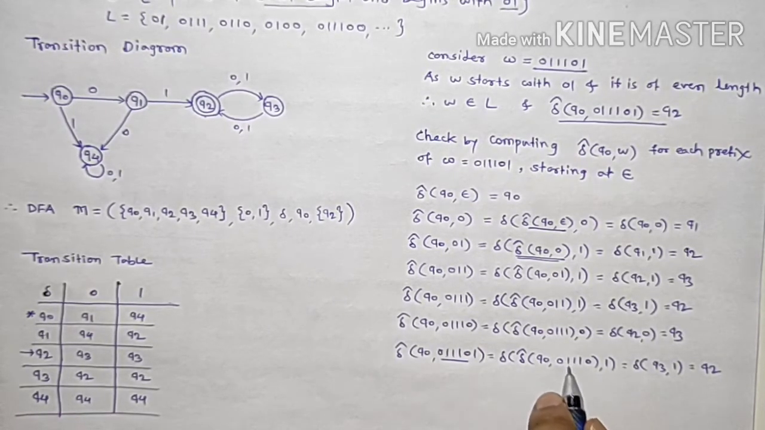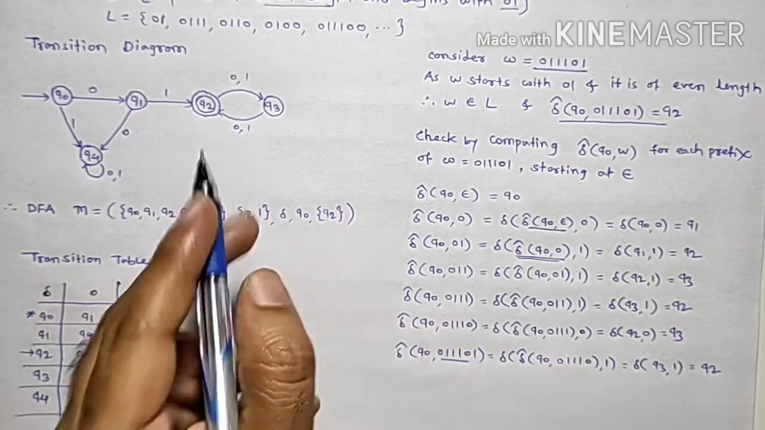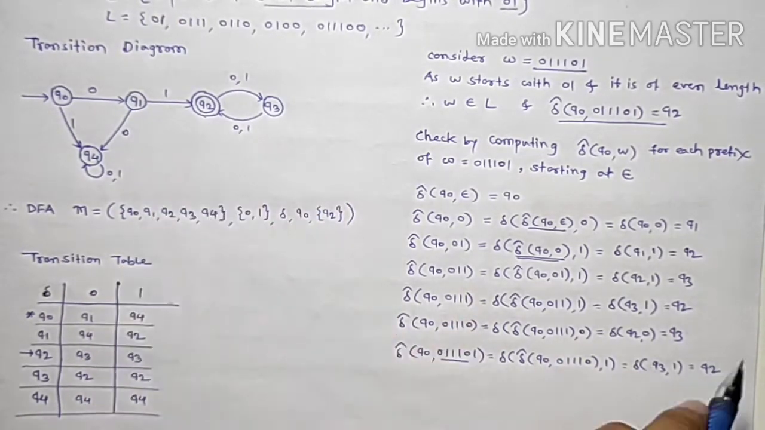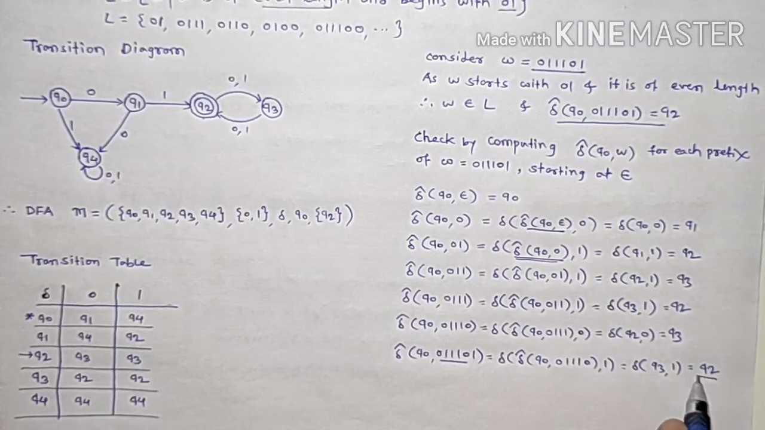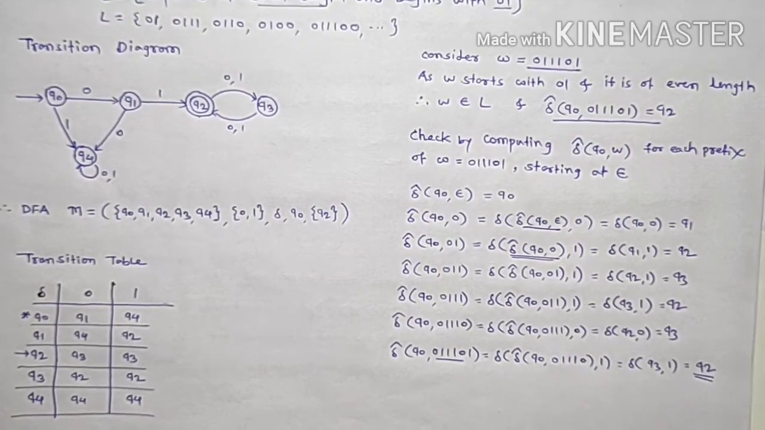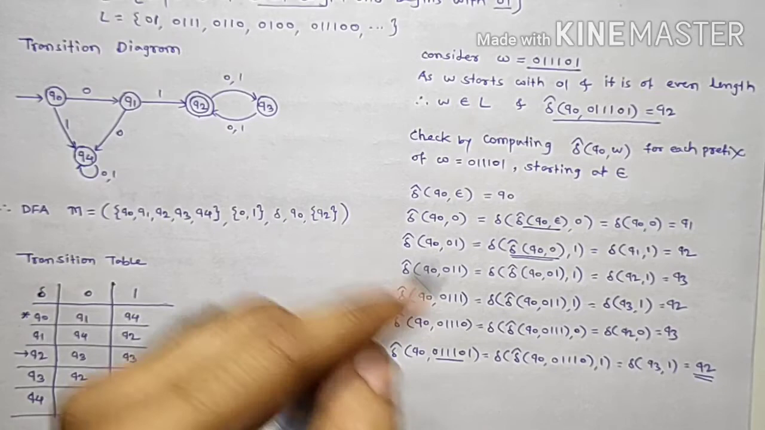So we can put it in computing this delta cap of q0 comma 0, 1, 1, 1, 0 comma 1, where delta cap of q0 comma 0, 1, 1, 1, 0 is computed here, its value is q3. We can substitute it here, then we get delta of q3 on 1, and delta of q3 on 1 is q2, and this is the accepting state. So q2 is our accepting state.